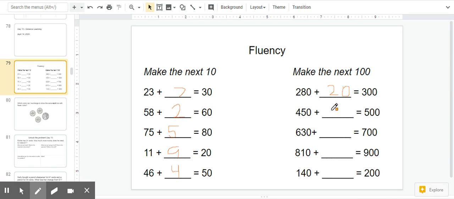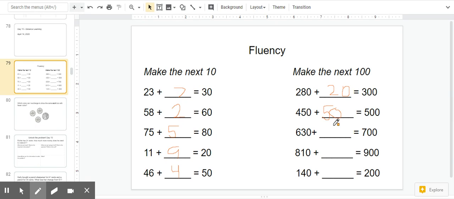450 plus blank equals 500. We have 5 tens, so we need 5 more tens to make the next 100. 450 plus 50 equals 500. Sorry, my writing is a little sloppy. I'm trying to do it on the computer.